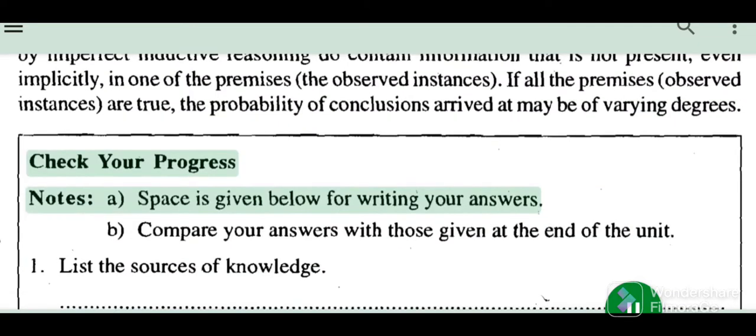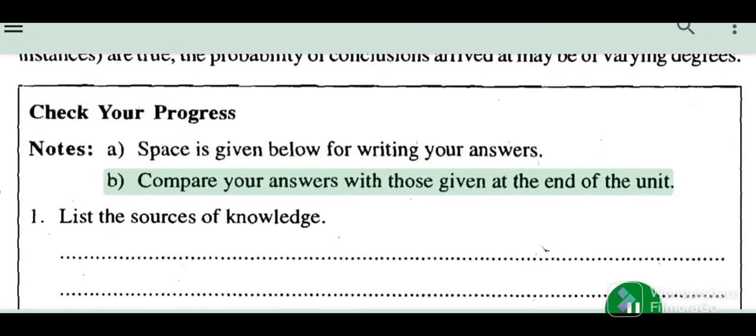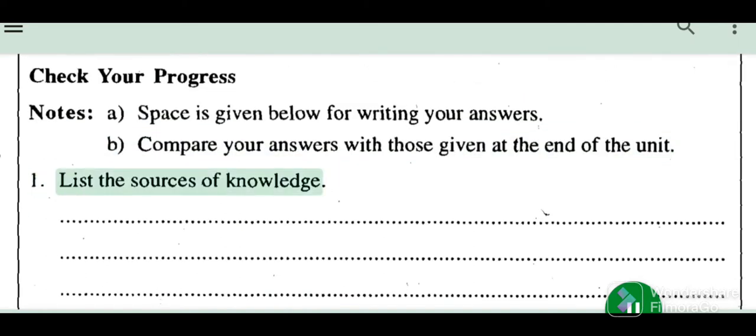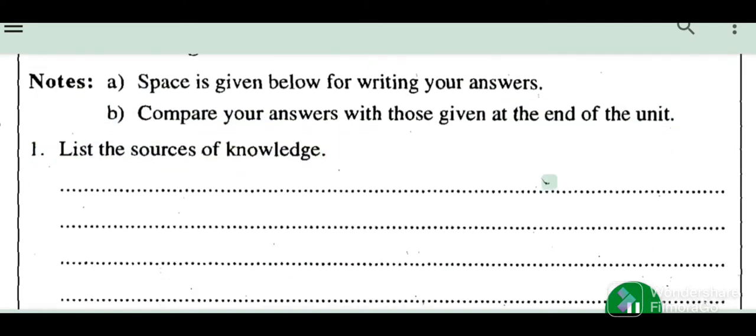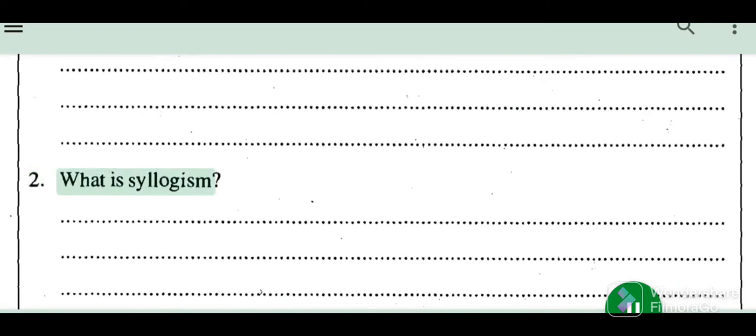Check your progress notes. A. Space is given below for writing your answers. B. Compare your answers with those given at the end of the unit. 1. List the sources of knowledge. 2. What is syllogism?